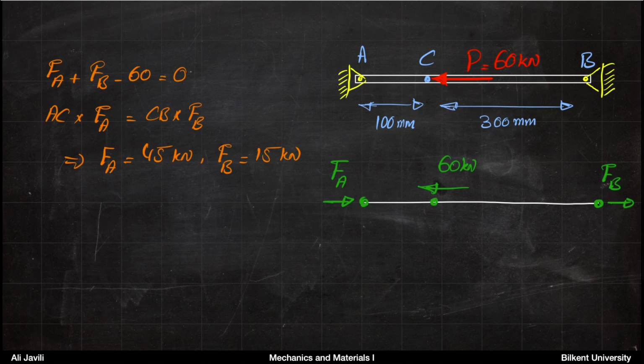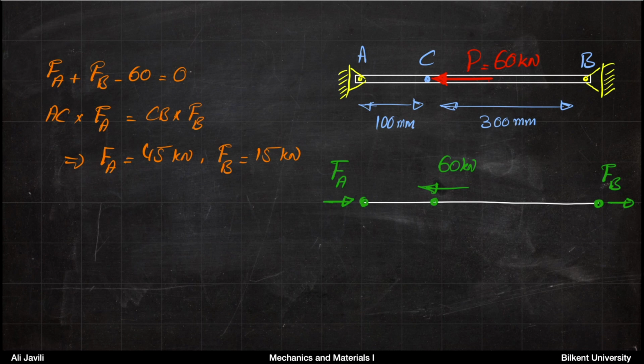All right, so we draw the free body diagram as we have done in the previous problems. We don't know the reactions from the supports, so we draw them as FA and FB. And then we apply the force 60 kilonewton towards left.